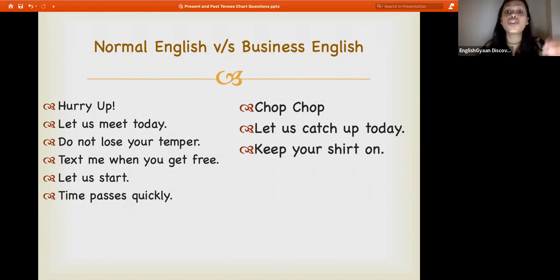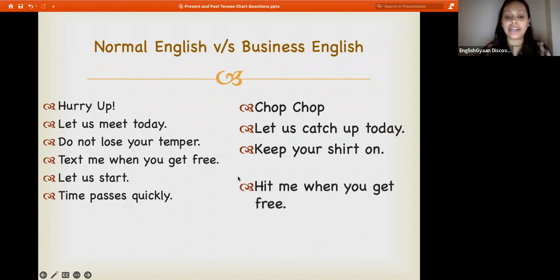Do not lose your temper. You will say, keep your shirt on. Keep your shirt on means actual shirt nahi. Keep your shirt on means do not lose your temper. Apna apa mat khoiye. Do not lose your temper is keep your shirt on.